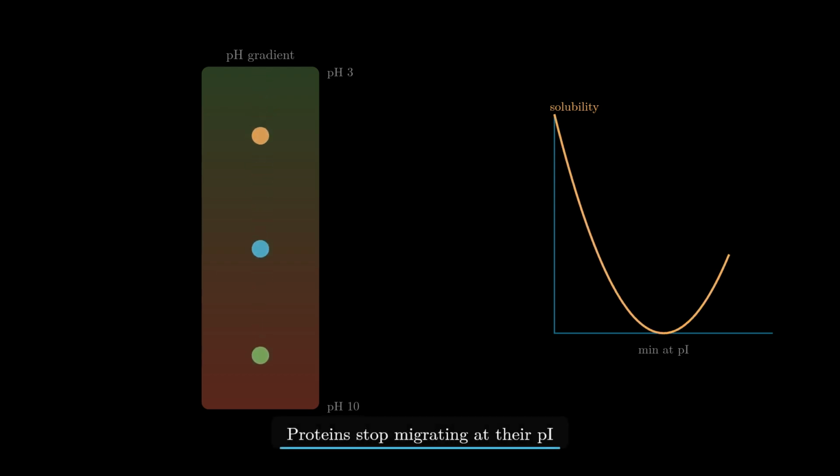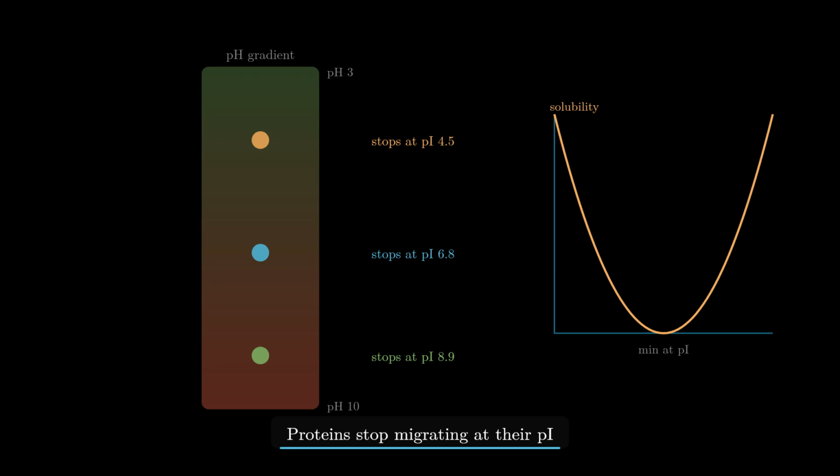Second, separating proteins. Every protein is a bag of ionizable groups, so every protein has its own Pi. Techniques like ion exchange chromatography and isoelectric focusing exploit this directly. Run a protein through a pH gradient, and it stops migrating exactly at its Pi, where its net charge hits 0. And at that same Pi, a protein is at its least soluble.